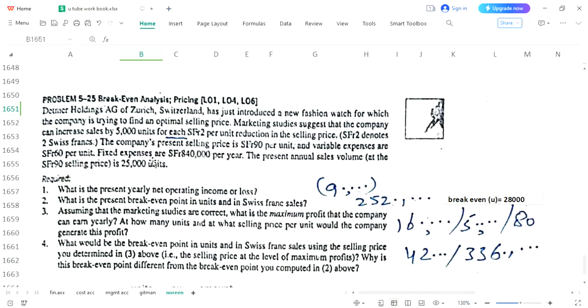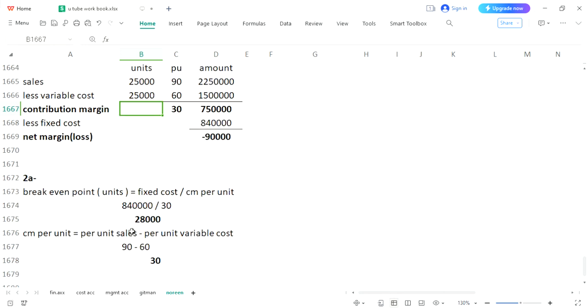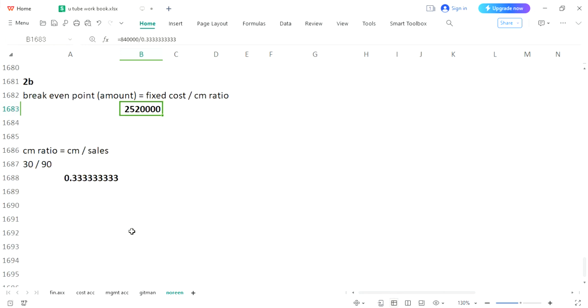Marketing strategy I have explained, and you will follow it. At how many units and what selling price per unit would the company generate the maximum profit? What is the maximum profit that the company can earn yearly? Obviously, maximum profit is a profit after which you will not be able to get more profit than that. If you decrease the price beyond that limit, instead of getting profit, you will be getting a loss.